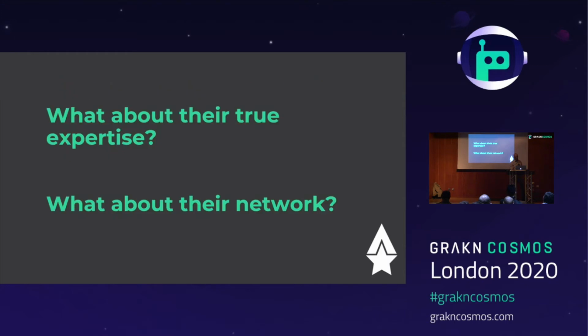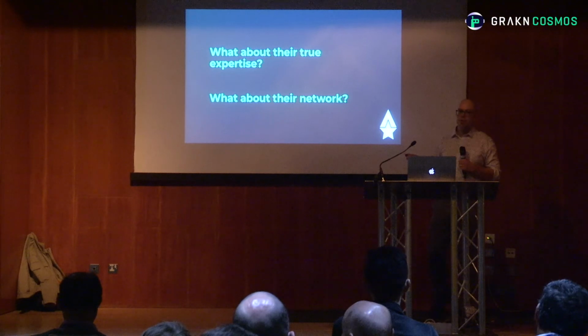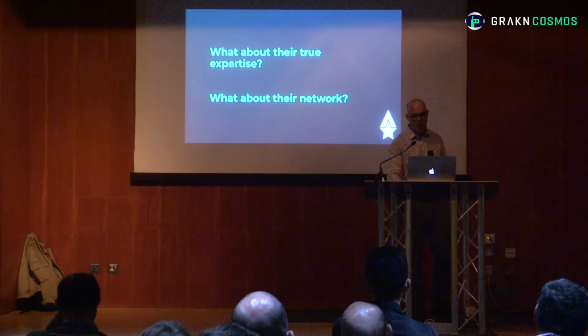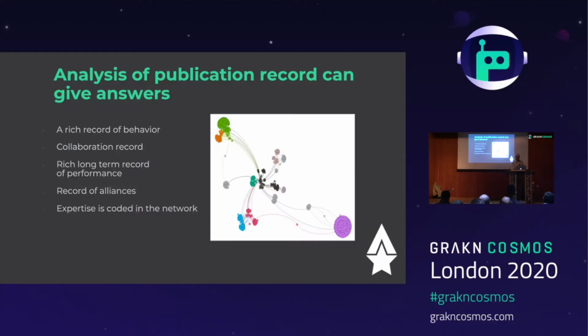You can look at paper count or something, and you can look at whether this person's published or not, but that may not give you information about who that person is, right? So what's their true expertise, and then what is the network expertise? Those are the questions that we can get out with a graph. And I believe those things are much more important for how well this person's gonna do. Again, it's a rich record of behavior. It's a long-term record of performance. It records alliances, and it records expertise in a publicly declared manner.